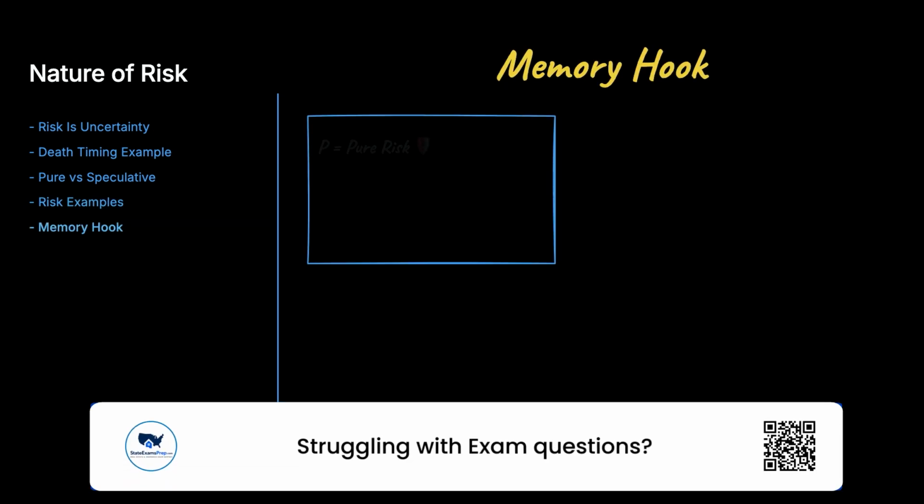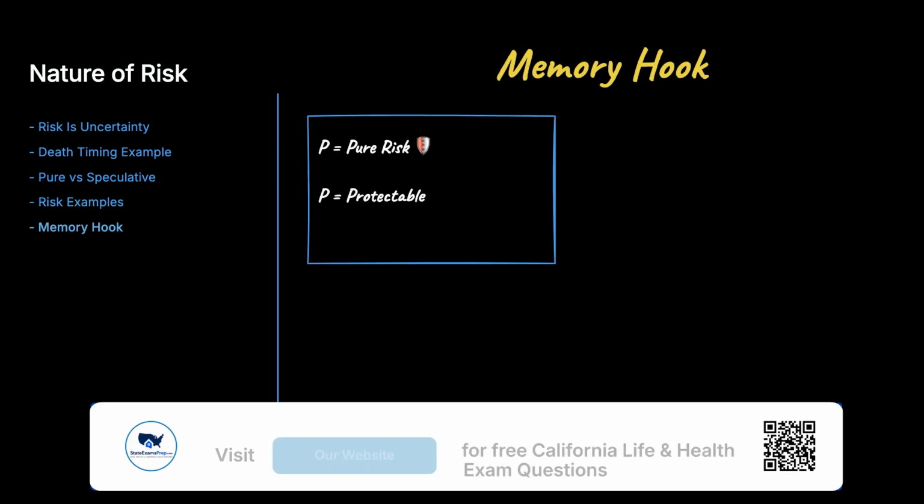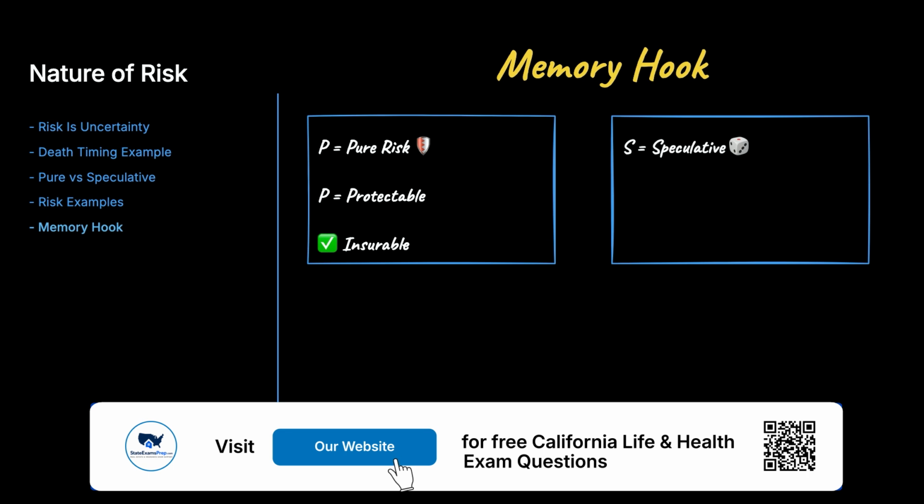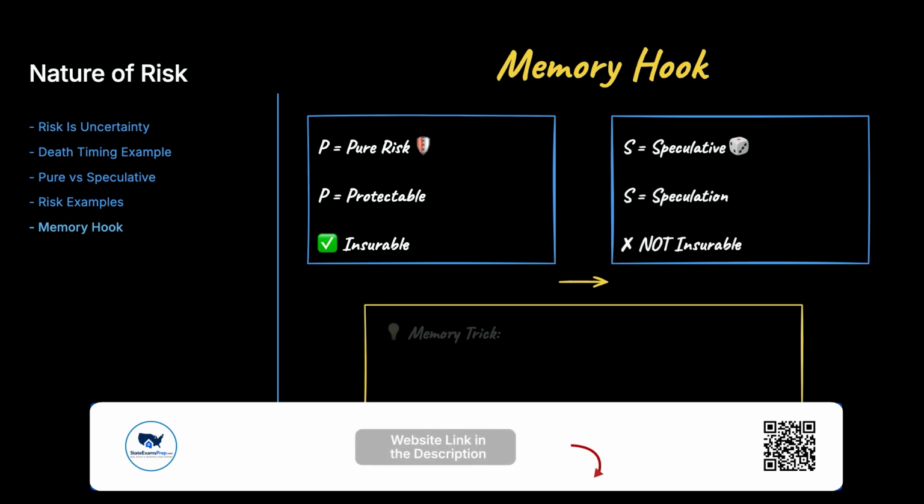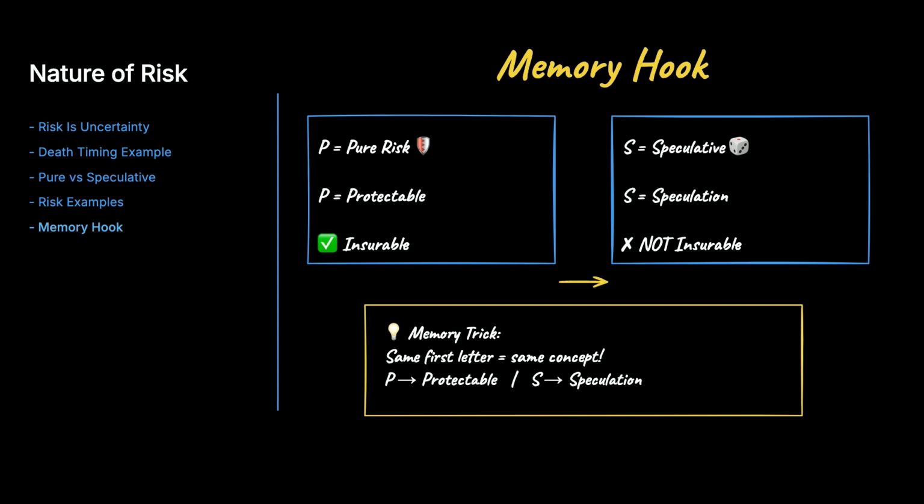Here's a memory hook to lock it in. Pure starts with P, and so does protectable, meaning insurable. Speculative starts with S, and so does speculation, like gambling, which is not insurable. Pair P with protectable and S with speculation, and you'll never mix them up under exam pressure. That trick alone can save you a question.